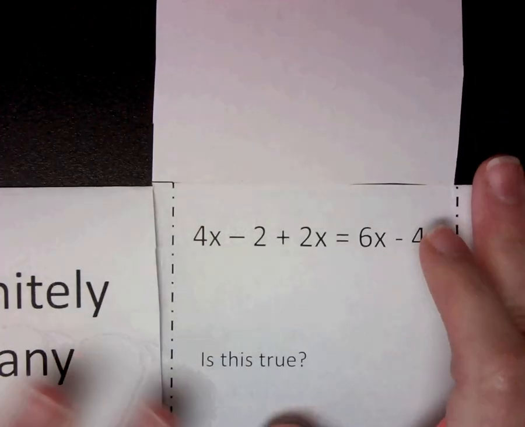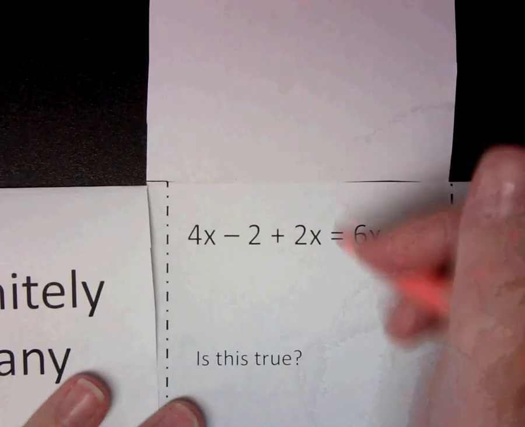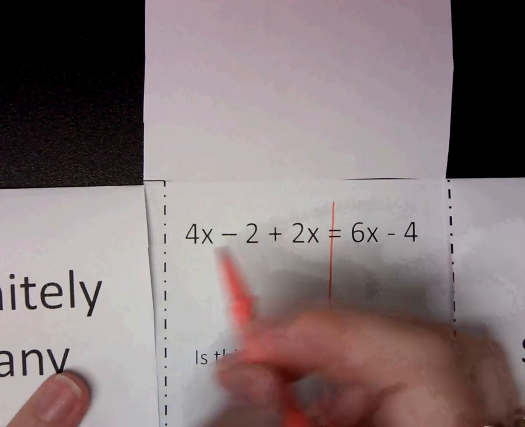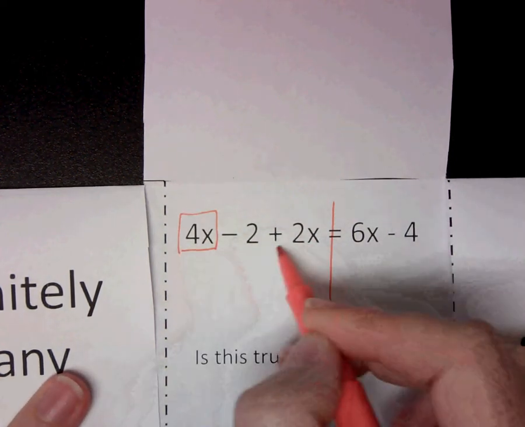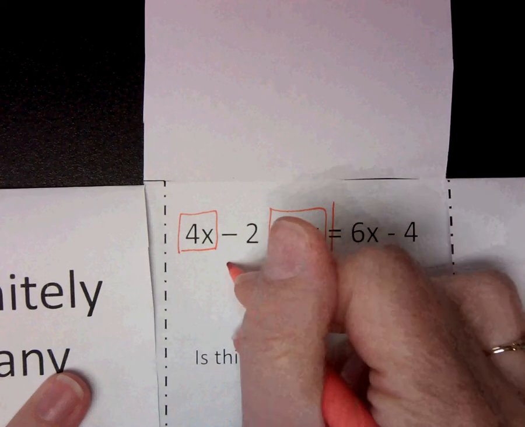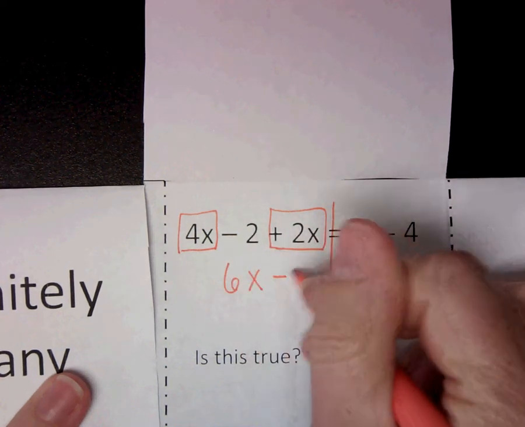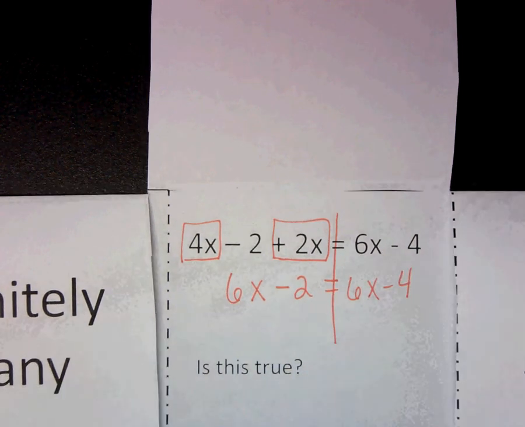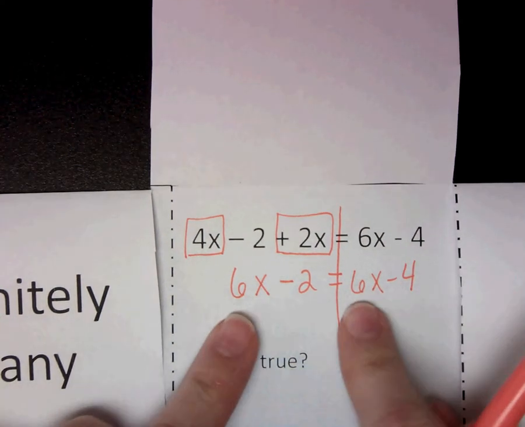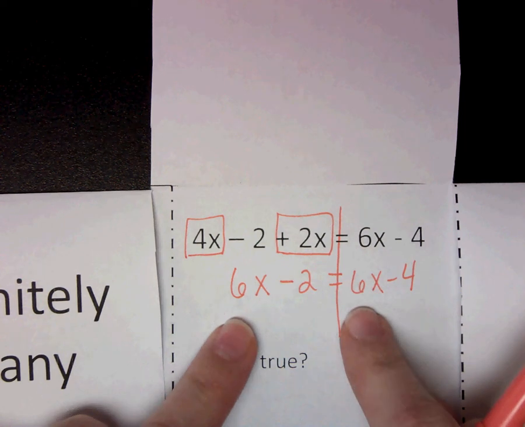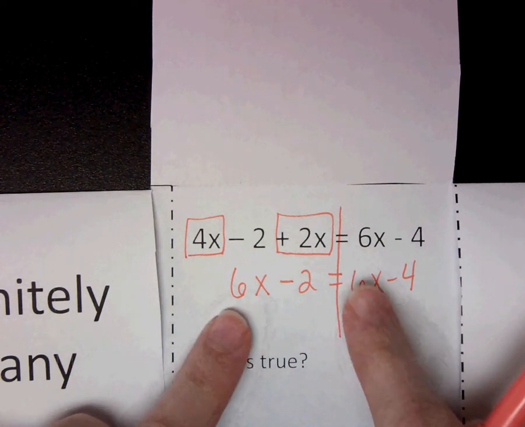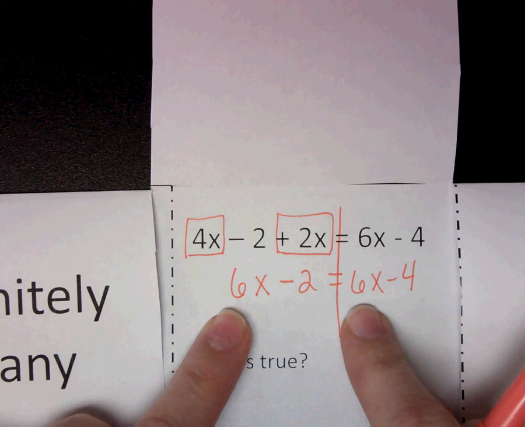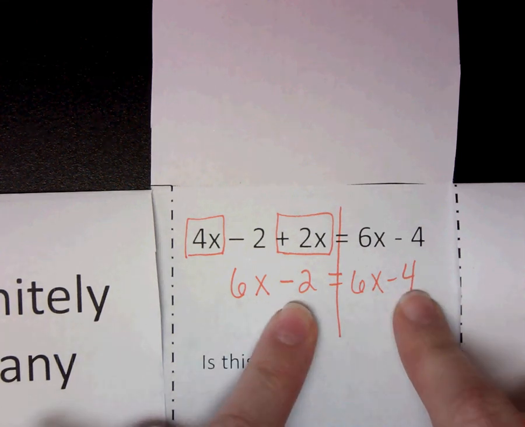Okay, let's look at the next one, no solution. Right now it doesn't look the same, it definitely looks different. So let's go ahead and do some work. Let's combine our like terms. 4x plus 2x is 6x, minus 2 equals 6x minus 4. Let's make some notes about this. You see that we have the same amount of x's on each side. They both have 6x, so that's the same. But our constants aren't the same. So it's a little bit different.